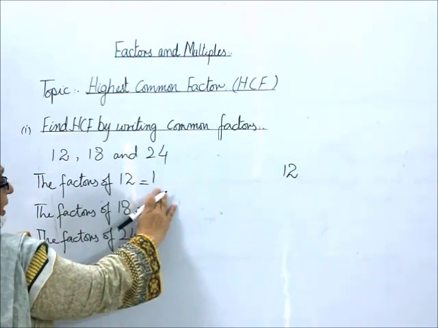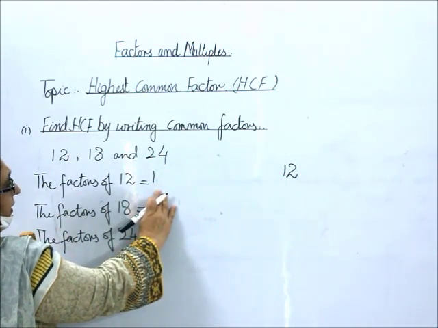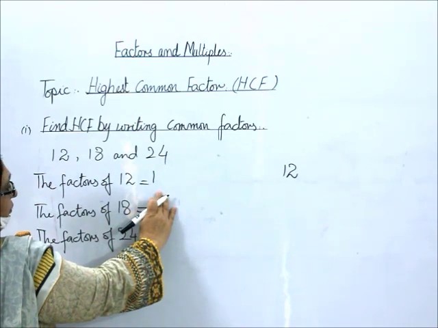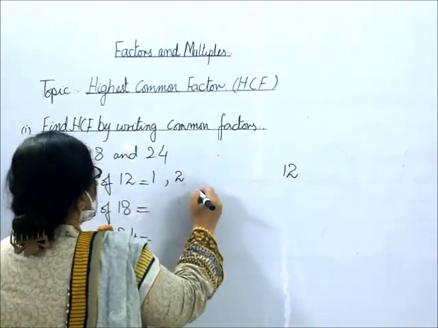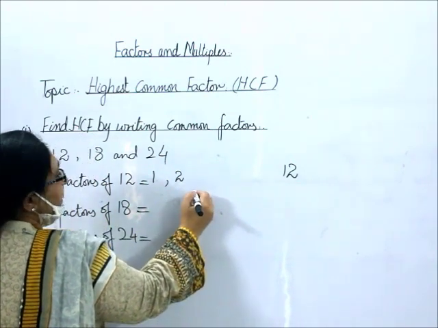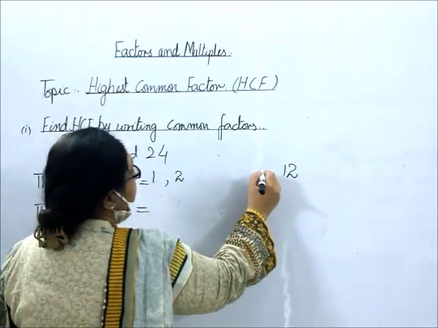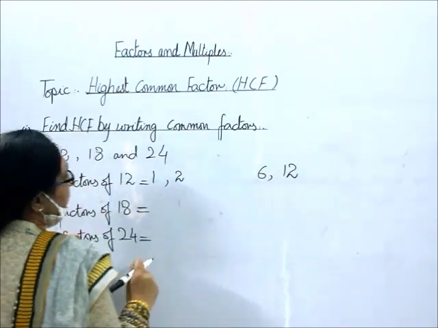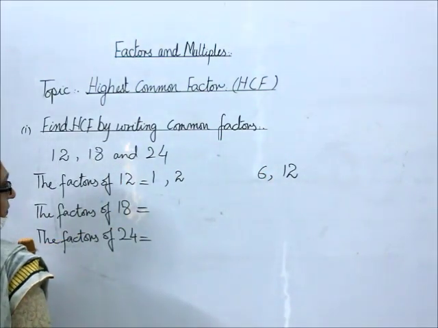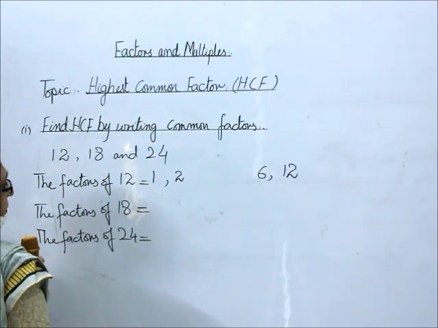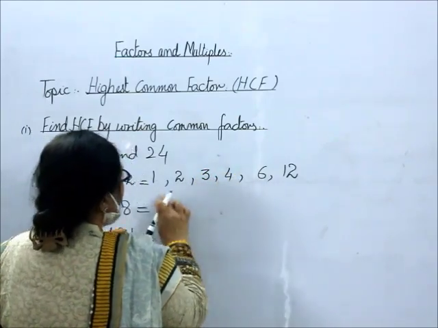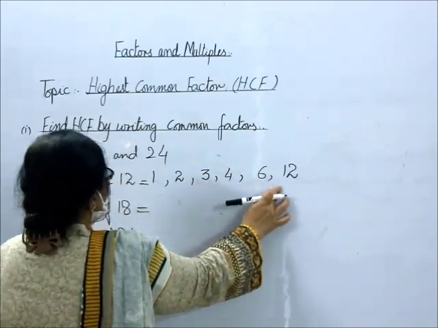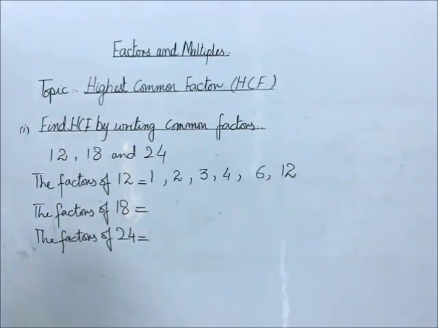We can take help from the tables. After 1, we can find 12 in the table of 2. So 2 sixes are 12. It means 2 is dividing 12 completely without leaving any remainder. 2 and 6 both are the factors of 12. Next, we will divide it by 3. 3 fours are 12. So 3 and 4 both are the factors of 12. So this is the complete set of factors of number 12.